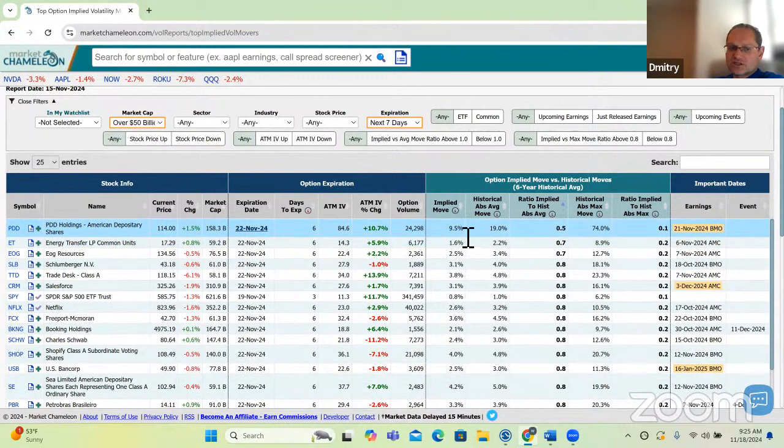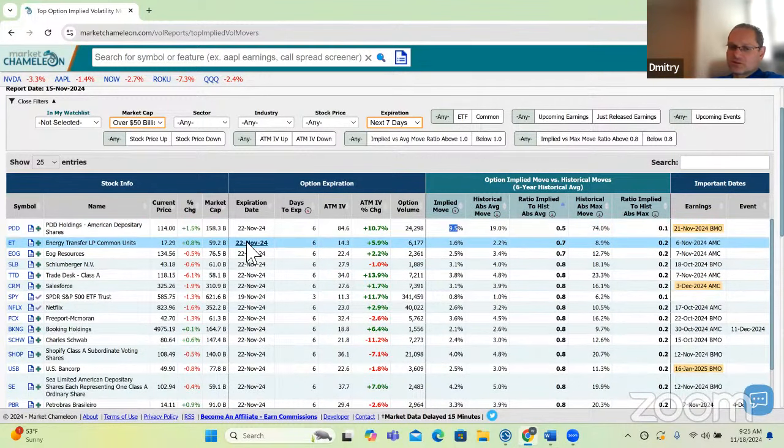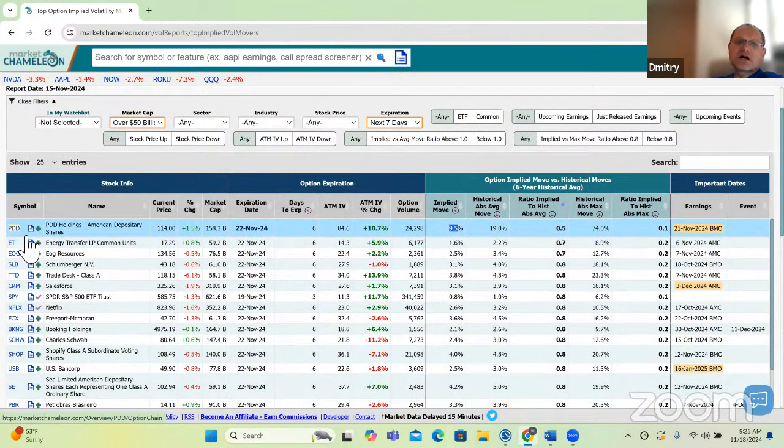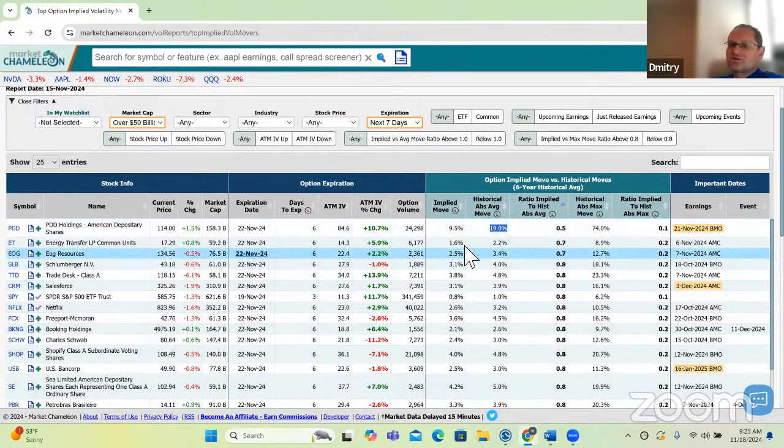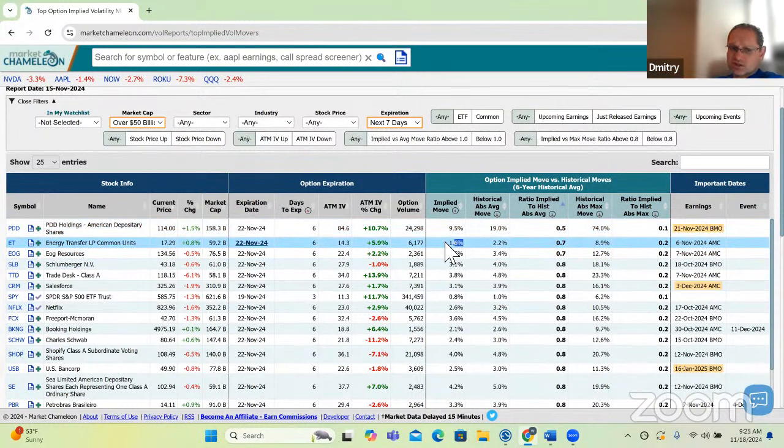Here we could see what they expect to move in this stock. PDD is 9.5% versus a historical average move of 19%. Here's one, Energy Transfer: they expect to move 1.6% versus a historical average of 2.2%.